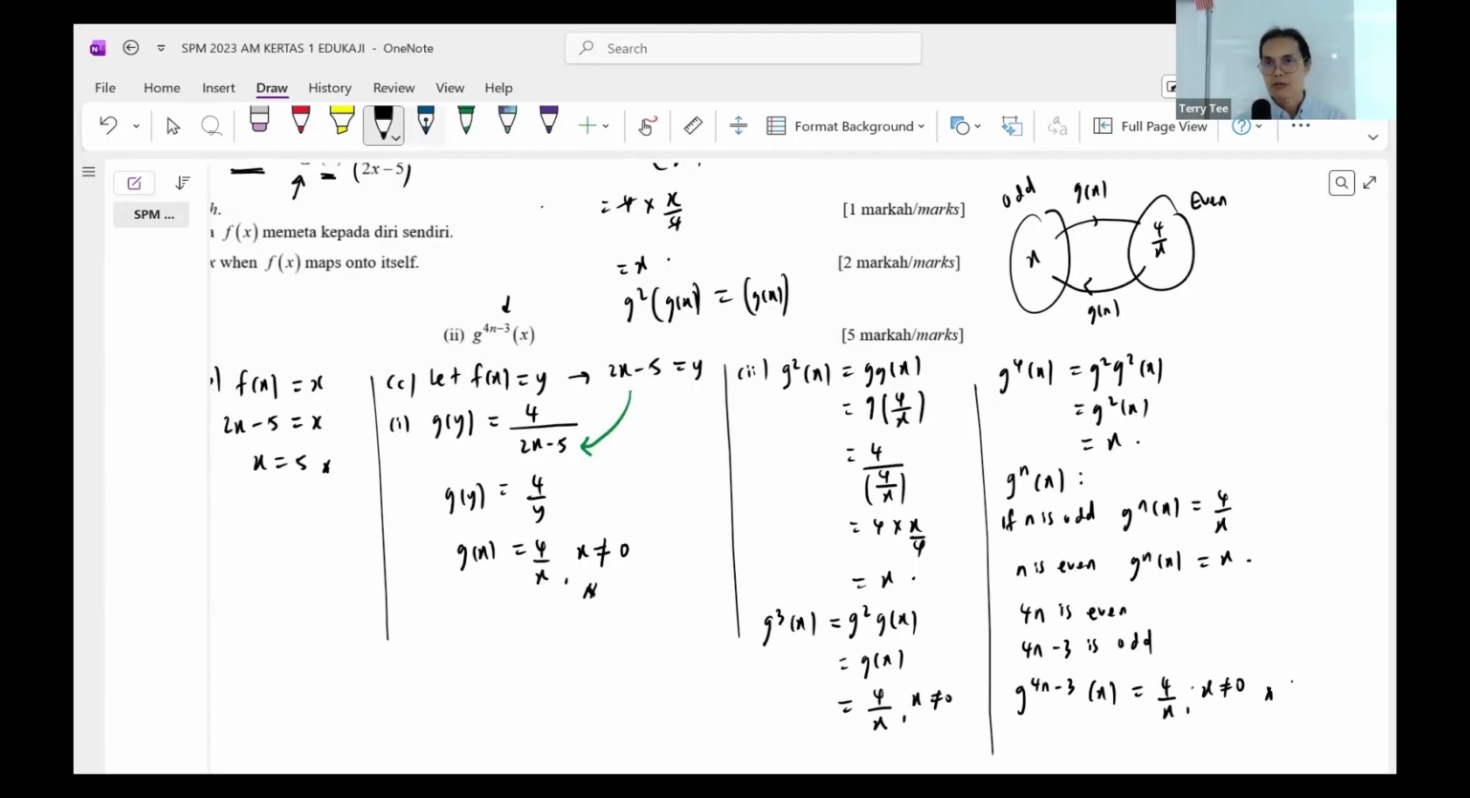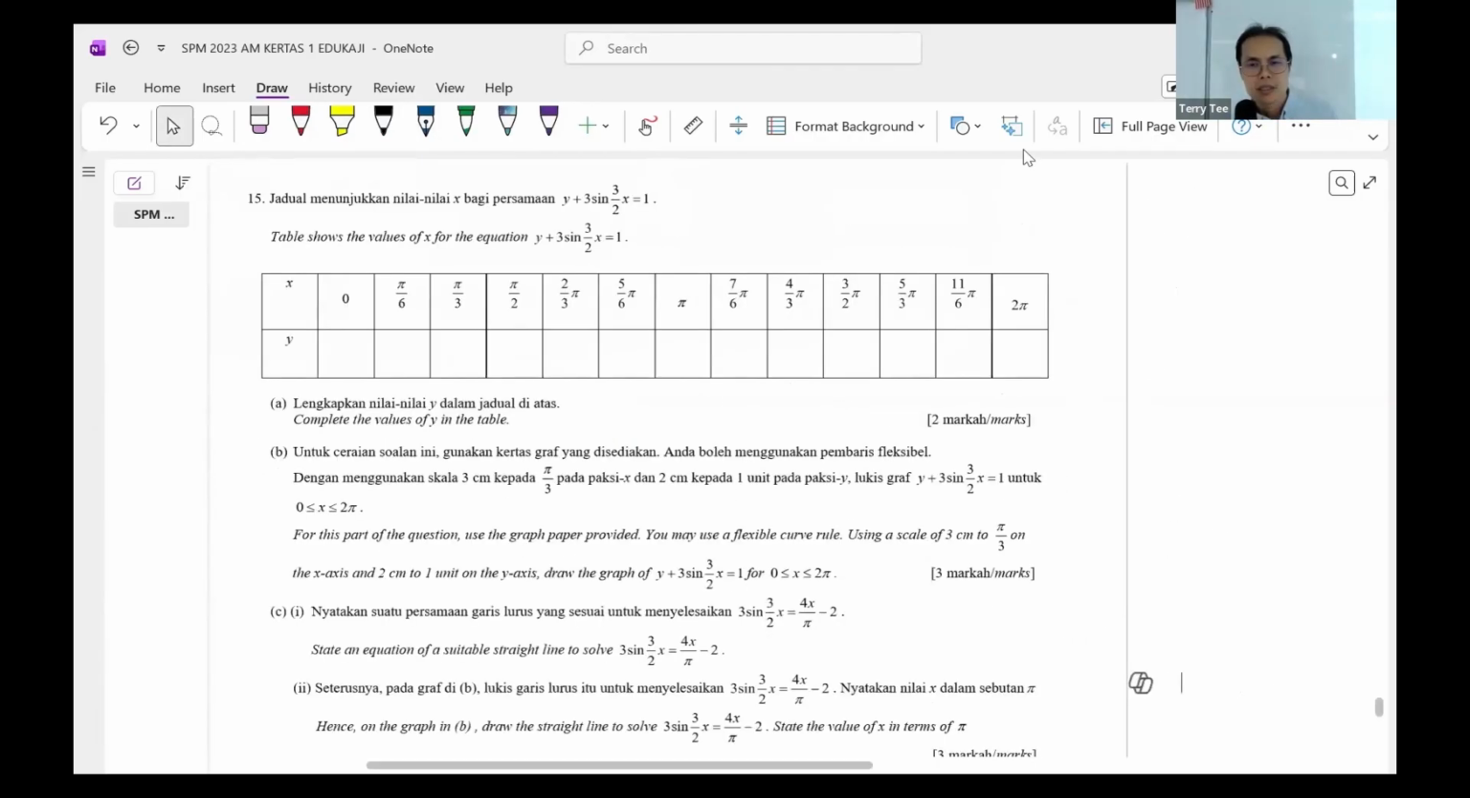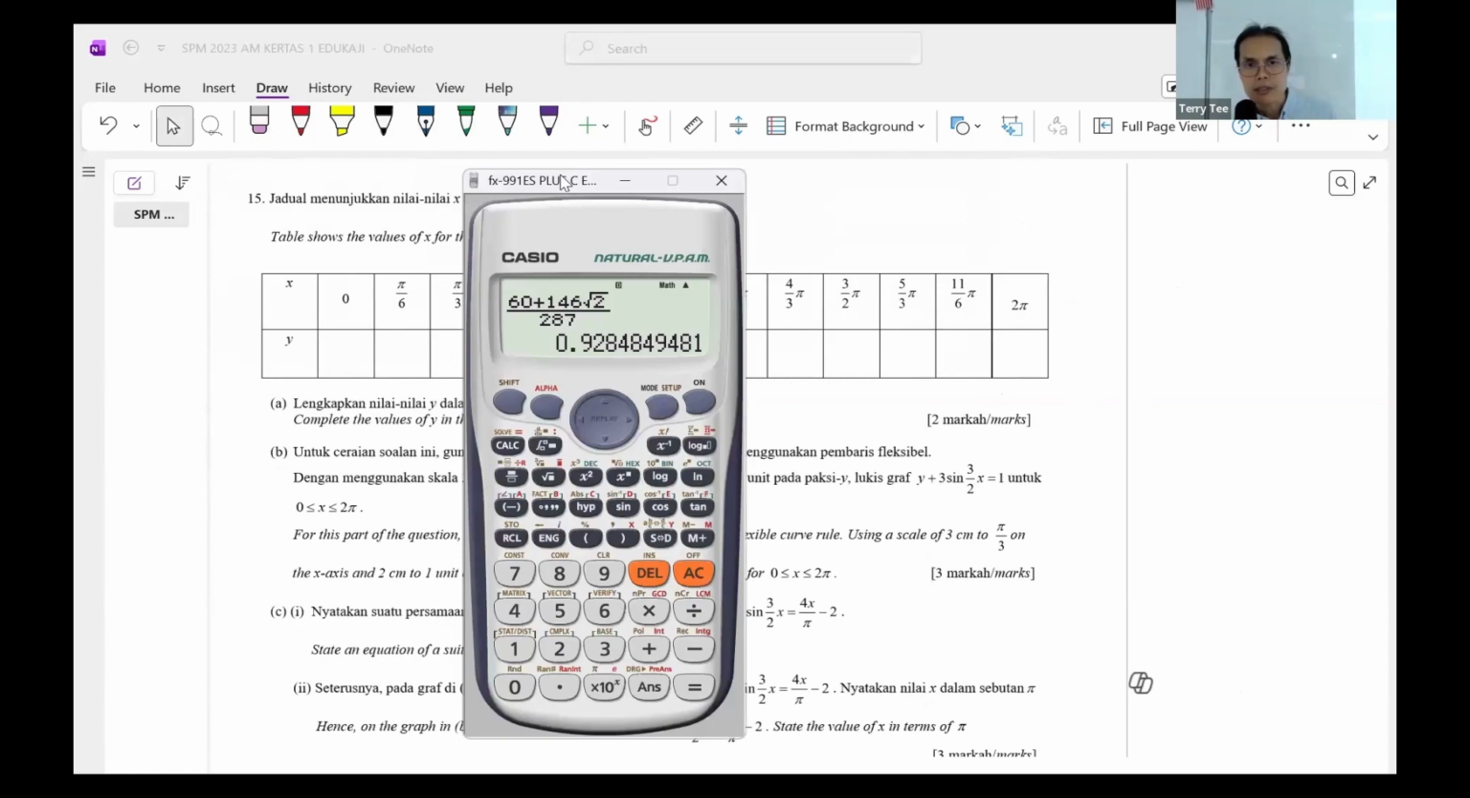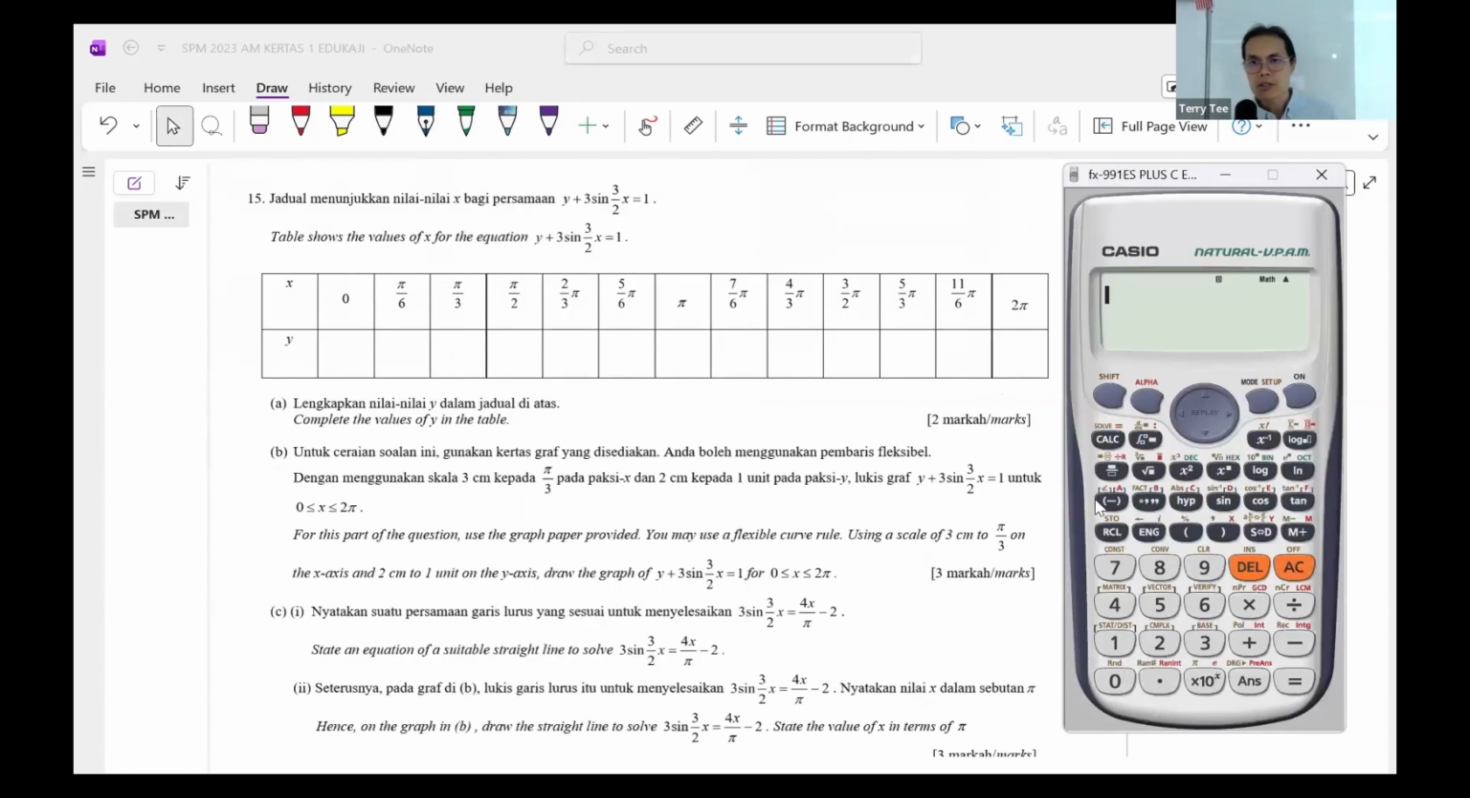Yeah, I know this part is very long. Okay, last question, question number 15. Now, this one we need to use a calculator, and this is very, very rare because in SPM, trigonometric graphs are usually sketched. But this year, 2023, they asked us to plot using graph paper, and it comes out in paper 1. Normally, it's always paper 2. Okay, so here we have to count one by one. But I have a faster way to do this.